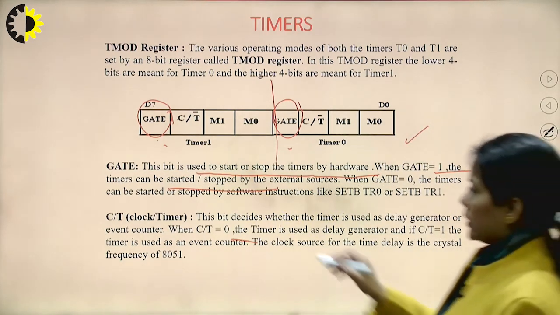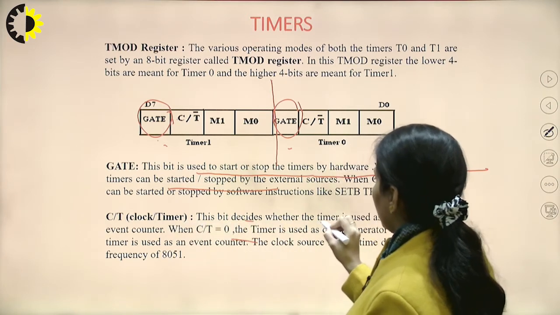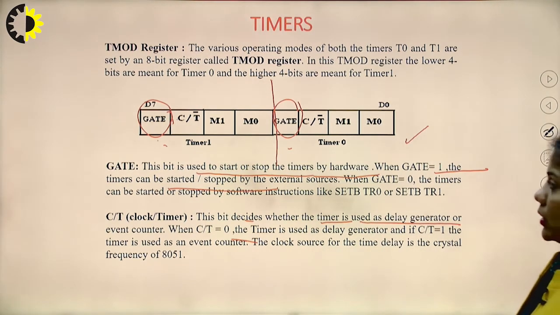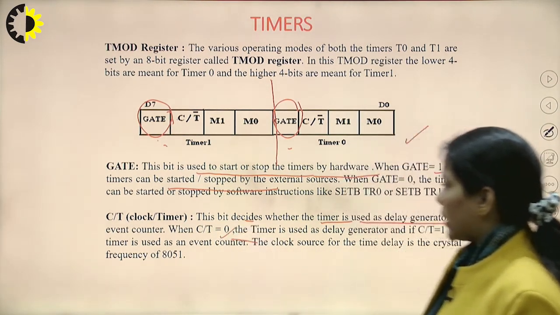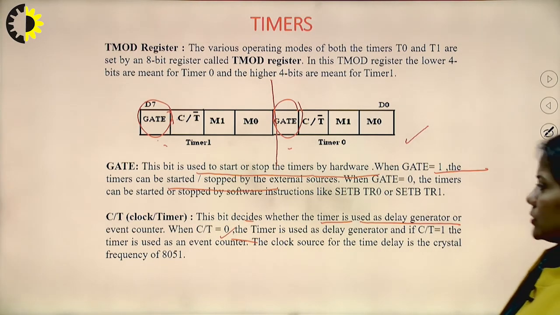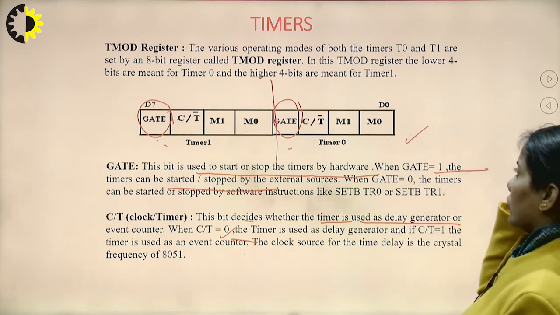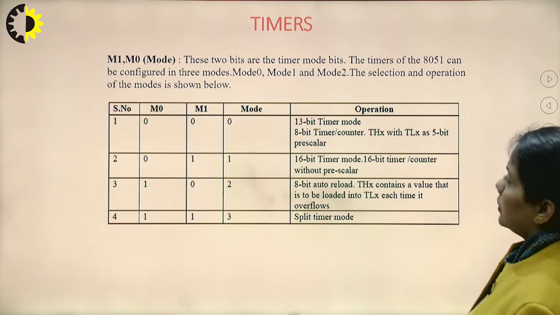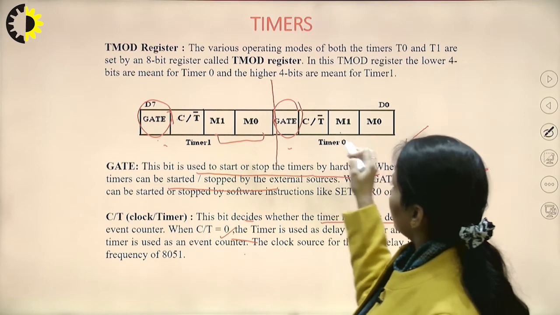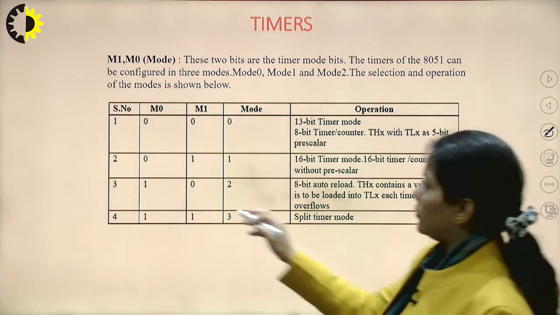Again, the C/T bar bit is used to decide whether the timer is used as the delay generator or the event counter. When C/T bar is 0, the timer is used as the delay generator, and if C/T bar is 1, the timer is used as the event counter. This way, the operating modes of the timers are decided. Here the two bits M1 and M0 decide the operating mode of the timer by the following combinations.